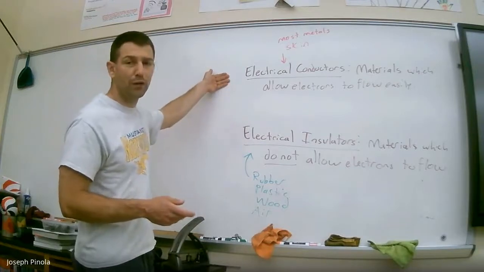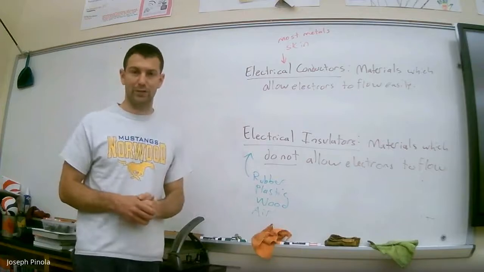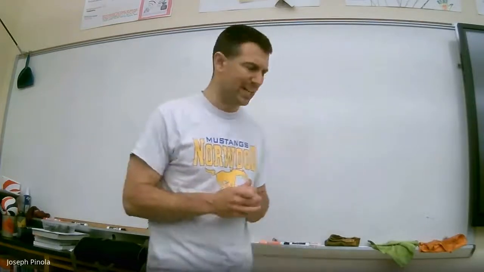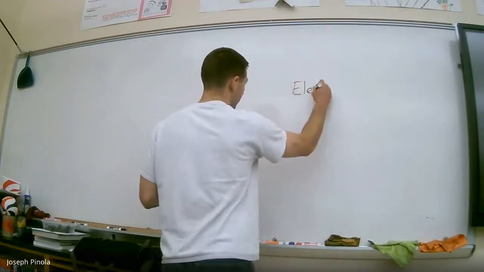Conductors allow the flow of electricity. Insulators prevent the flow of electricity. So I hope you learned something today about electric current. Let's wrap up with one last thing about electric current. I'll write it on the board again.